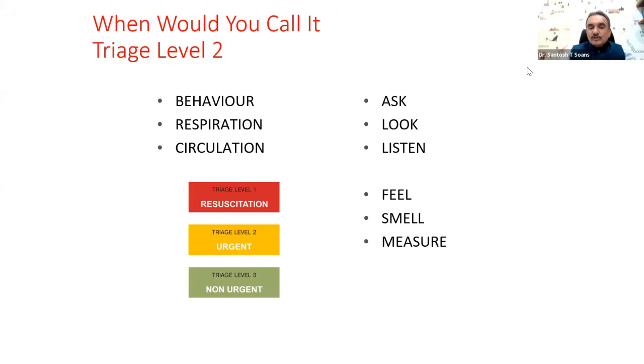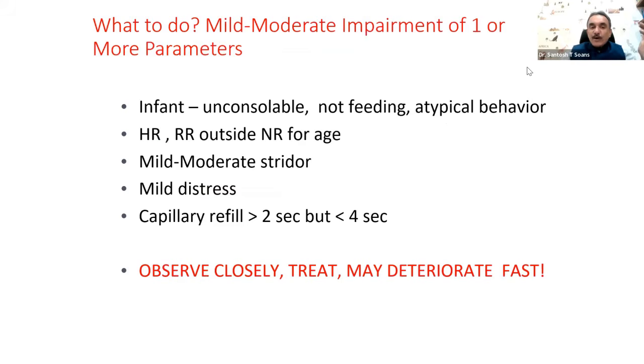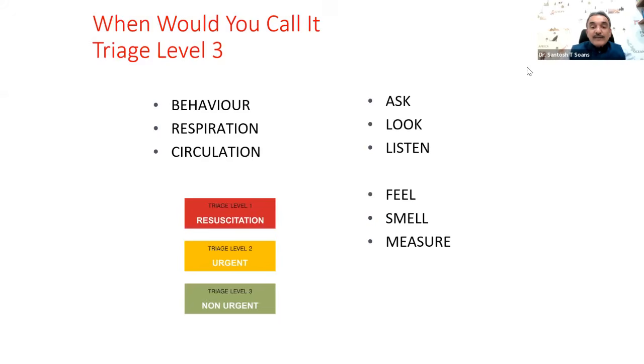Level 2, again you go through the same thing: behavior, respiration, circulation. Look at these 6 points. Here, level 2, amber or yellow: infant is inconsolable, not feeding, atypical behavior, heart rate and respiratory rate outside normal range for age, mild to moderate stridor, mild distress, capillary refill time more than 2 seconds but less than 4 seconds. These are the children we need to observe closely. If you don't observe, don't send them off. The child may deteriorate fast.